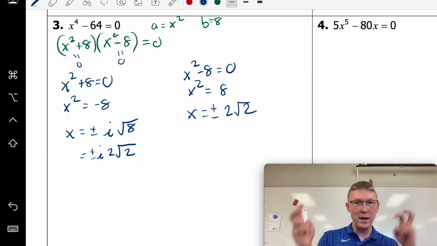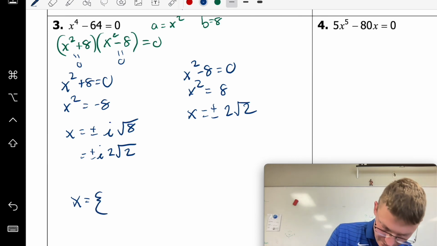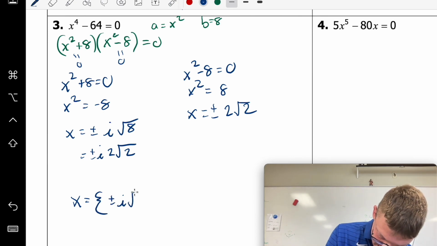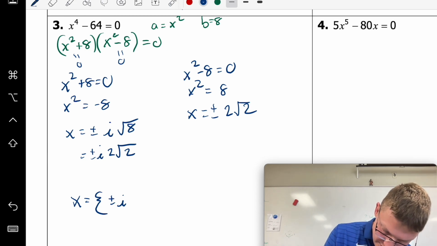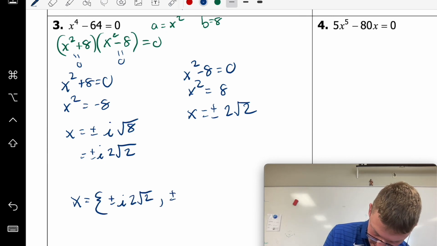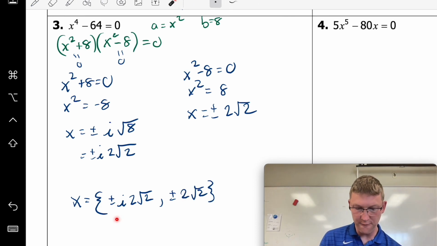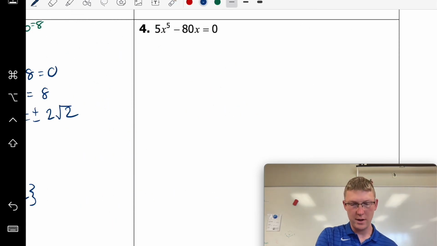So our final answer is going to be x equals the set of plus or minus i square root of 2. No, just kidding. Plus or minus i 2 square root of 2, comma, plus or minus 2 square root of 2. And remember, there are actually 4 values that are listed here. This means that there are 2 separate values. But there you go.